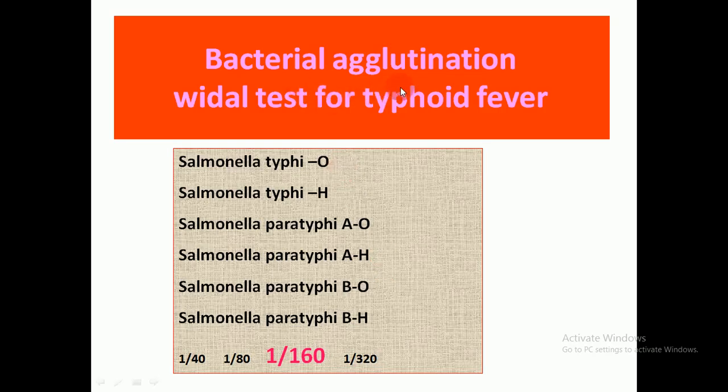Second, bacterial agglutination, which is the more famous one, the Vidal test for diagnosis of typhoid fever, and we have different types of the strains of Salmonella that cause typhoid fever: Salmonella typhi O, Salmonella typhi H, Paratyphi A O and H, and Paratyphi B O and H, O for the somatic and H for the flagella.